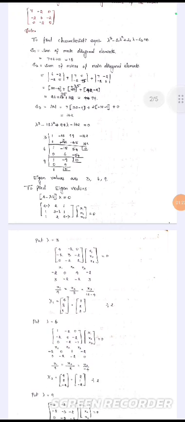Applying s1, s2, s3 in the given format: lambda cubed minus 18 lambda squared plus 99 lambda minus 162 equal to 0. Next, we find the roots. Using the synthetic method, we find the roots. First root is 3, second root is 6, third root is 9. So our characteristic roots or eigenvalues are 3, 6, 9.